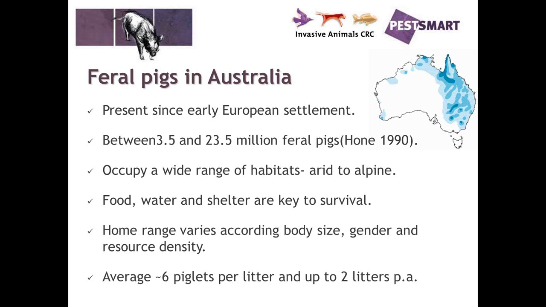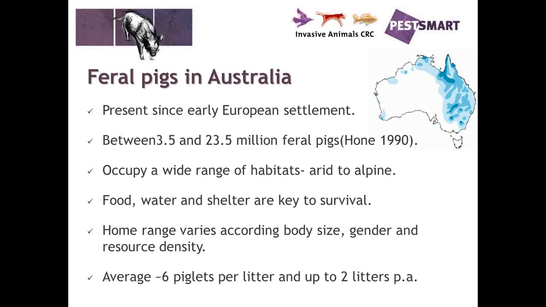The home range varies according to body size and gender, as well as resource density. So larger pigs, they need more food, so they need to cover more area to gather those resources. Gender, so males have larger home ranges than the females, and that's probably to do with their larger body size, but also because sows have small home ranges, the boars want to travel throughout the landscape to service as many of those as possible.